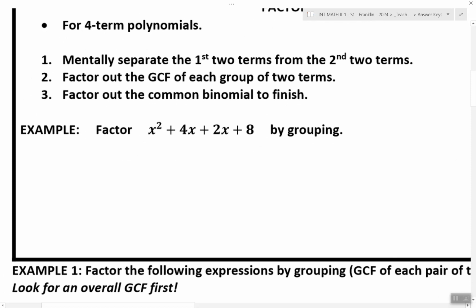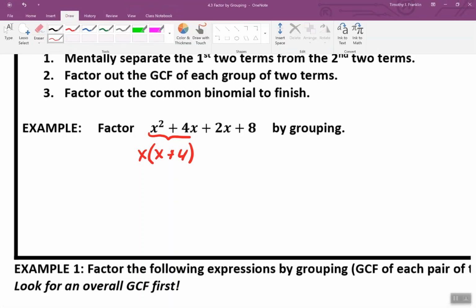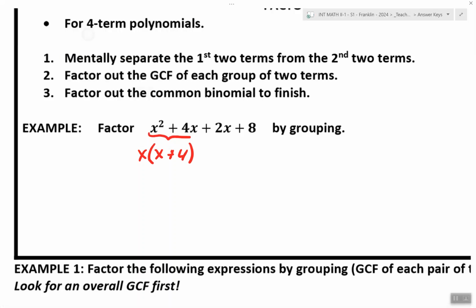So we have this example, x squared plus 4x plus 2x plus 8. We're going to factor this by grouping. So first we're going to consider the first 2 terms, this x squared plus 4x. Now the GCF of those 2 terms is just x, so we take an x out of those 2. So divide them both by x, we get x plus 4. And this part works just like factoring out a GCF, but we're just looking at the first 2 terms and the second 2 terms.